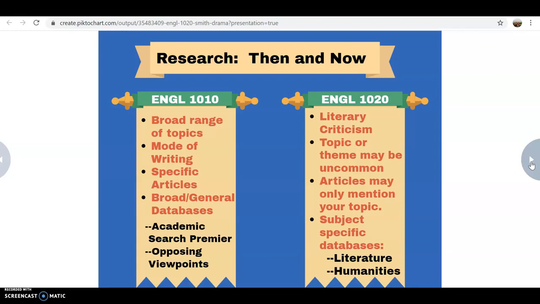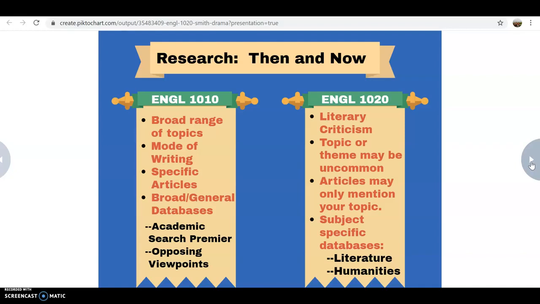Maybe too much information at some point, but you would probably have used Academic Search Premier and Opposing Viewpoints for that. Now in 1020, you are looking for a certain type of source, and that is literary criticism. That's written by instructors of English, professors, experts in literature and English studies. And that's what we're trying to find, to back up what you're saying, as you're criticizing the work on your own as well. The topic or character or theme you're researching may or may not be common, so the literary criticism articles you find may only briefly mention what you're looking for. You have to look a little more deeply and comb through those articles. So that's the not fun part.